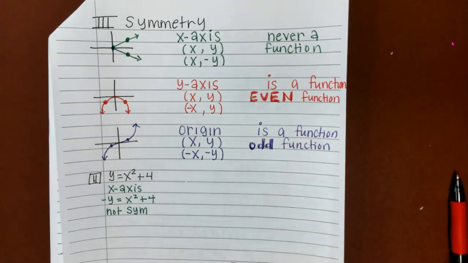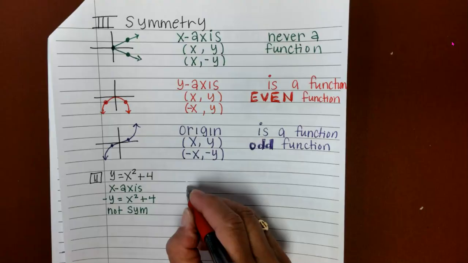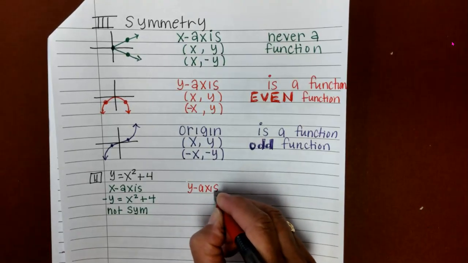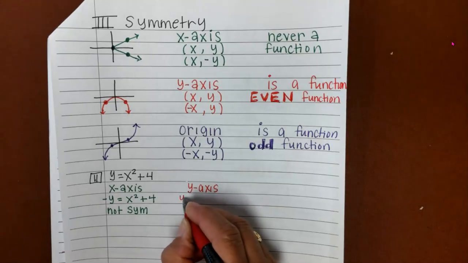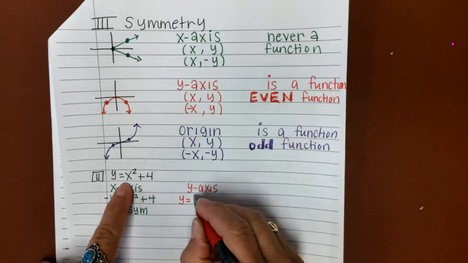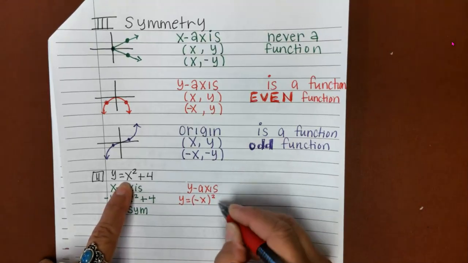Now I'm going to test for the y-axis. So when I plug in for the y-axis, I'm going to plug in the opposite letter. So y-axis. This time, remember, I'm trying the y-axis. You plug in the opposite letter. I'm focusing on the x. So I'm going to drop in negative x. Remember, it's squared.